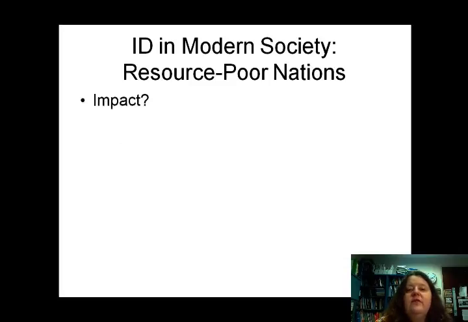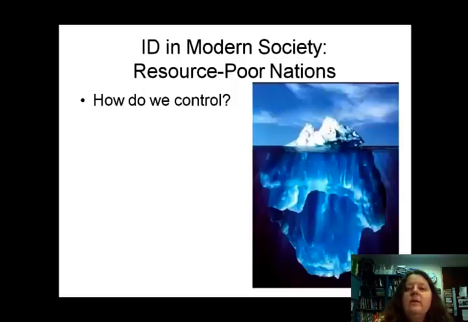So what if we look at those resource-poor nations? What's the impact there? Well, you saw in those graphs. It's huge. There's still as many as half the population dying from infectious disease, right? Why? They don't have enough food. They don't have clean water. They don't have access to health care. They don't have antibiotics, vaccines, right? All of these things. So what do we do about this?